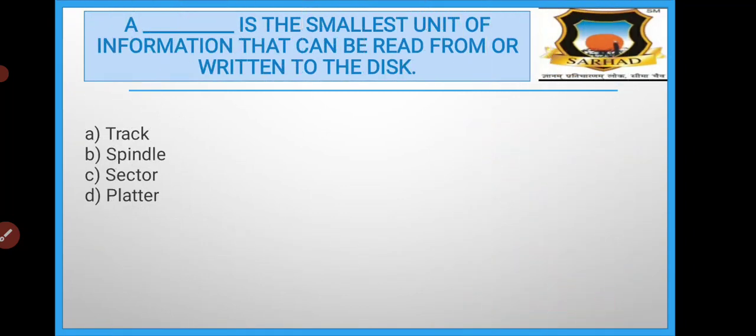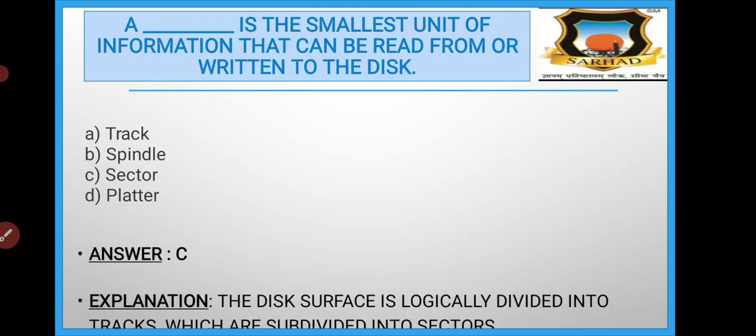Now question number 16, a dash is the smallest unit of information that can be read from or written to the disk. Option A, track, option B, spindle, option C, sector, and option D, platter. So the correct answer is option C, that is sector.